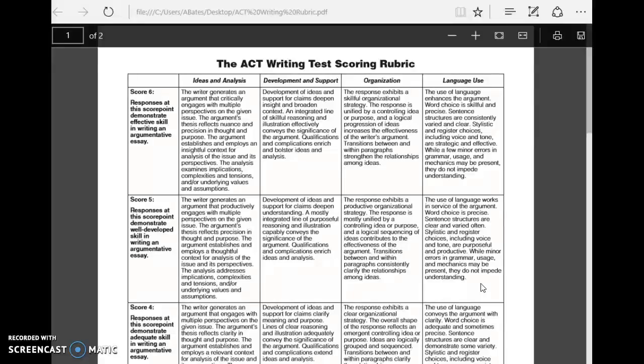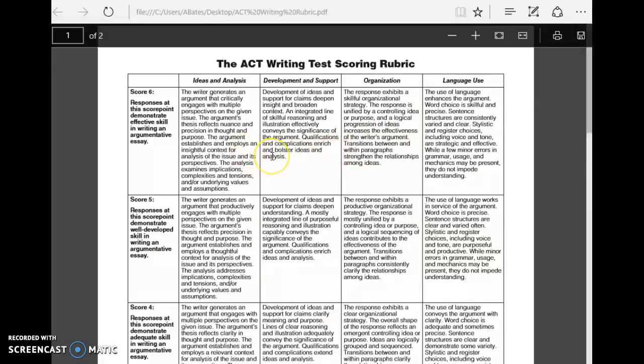Today, I just wanted to take a look and kind of walk you through the rubric. So this is how you'll be graded on the SAT writing portion. Notice up here at the top, this gives you the categories. So these are the topics or categories that you'll be graded on. You have ideas and analysis, development and support, organization, and language usage. So I'm going to walk you through what those terms mean.